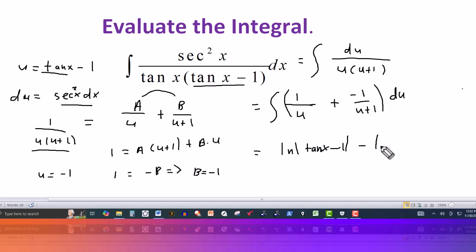Same sort of thing. This is ln of absolute u plus 1. But what is u plus 1? Over here, add 1 to both sides, u plus 1 is equal to tangent of x. And this is plus the constant of integration. So the final answer to this then is the natural log of absolute value of tangent of x minus 1 minus the natural log of tangent of x plus the constant of integration.